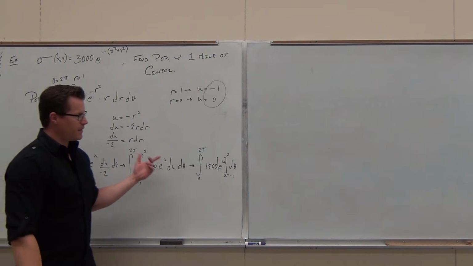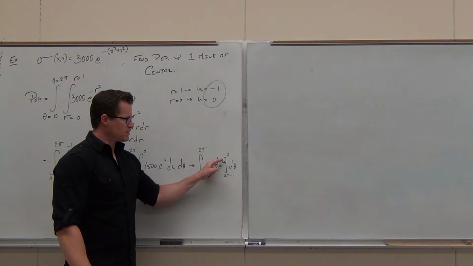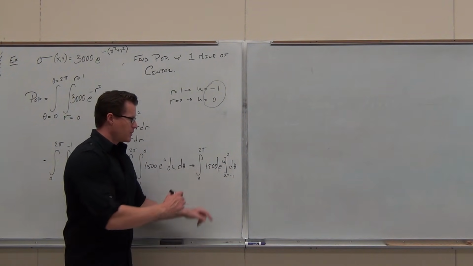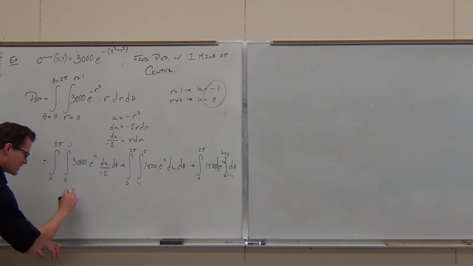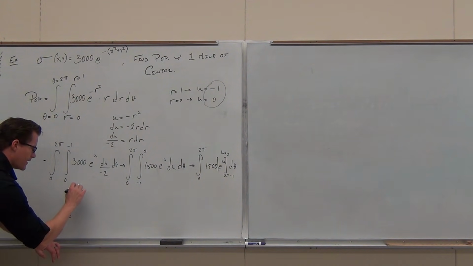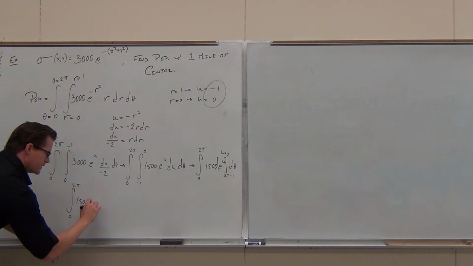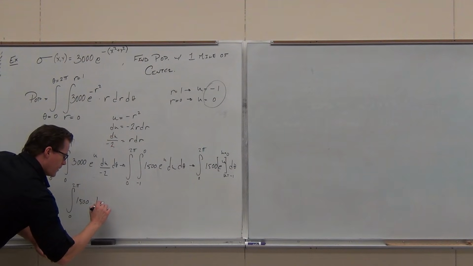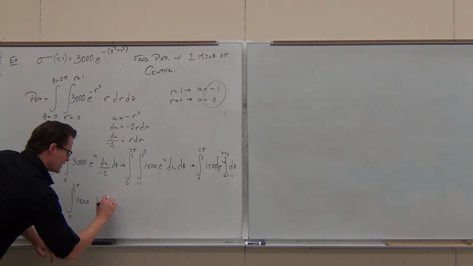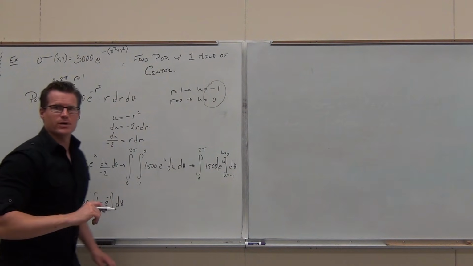If we integrate that, we have e to the u where u is 0, and e to the u where u is -1. So what this gives is kind of something awkward. We get the 0 to 2 pi, 1500, e to the 0 gives me 1, minus e to the -1. And then I evaluate d theta.